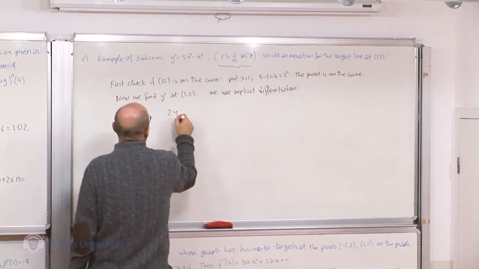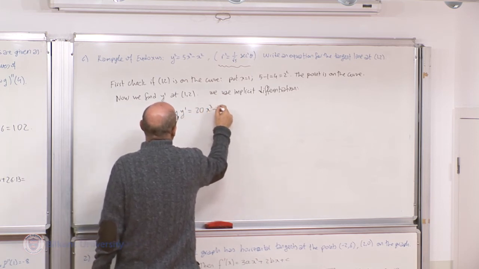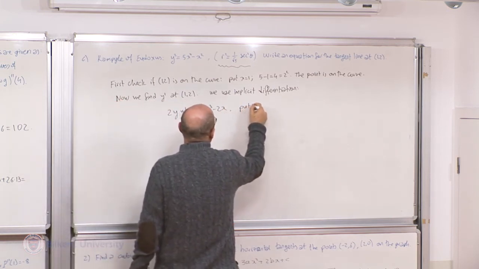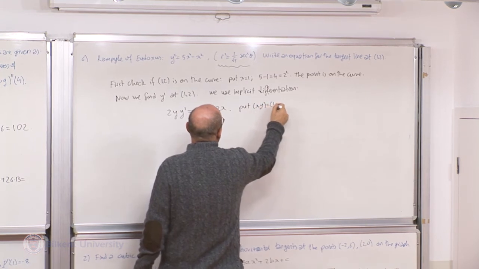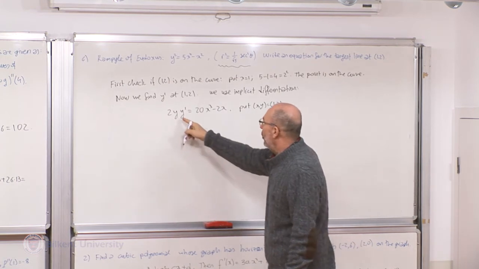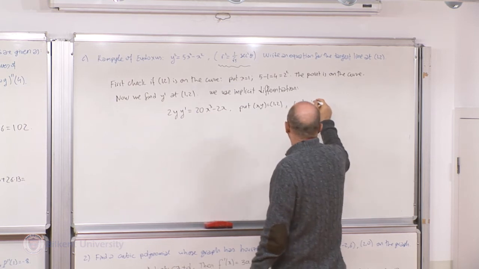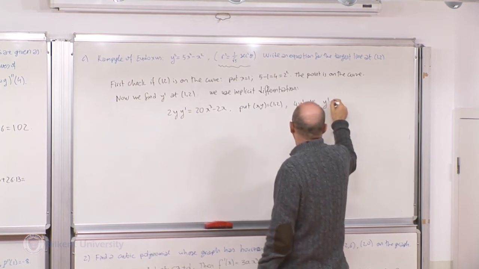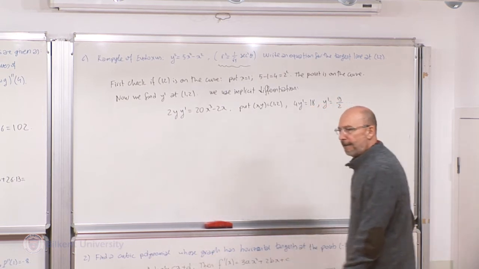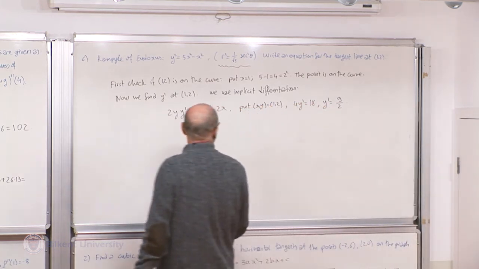Okay, so 2y prime is equal to 20x cubed minus 2x. Put x, y equals 1, 2. So what will you get? You get here 4y prime equals 20 minus 2, 18. So y prime is equal to 9 over 2, right? Okay, so the equation is easy.